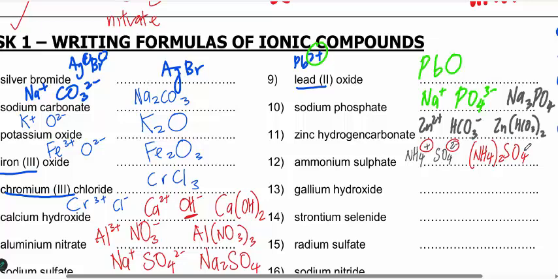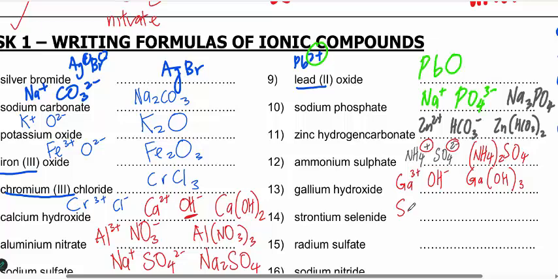Gallium. Now, gallium is not something that we are used to. Gallium is Ga3 plus. Hydroxide is OH negative 1. So how do I know it's 3 plus? Do I have to memorize? No, all you need to do is go and see the periodic table. So Ga OH bracket 3.